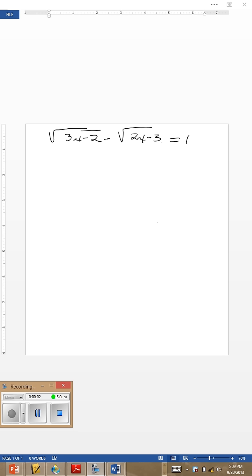Now we're going to look at another radical equation. Now this one, as you can see, has two radicals. The best thing to do there is to isolate one radical per side. So that's what we're going to do.